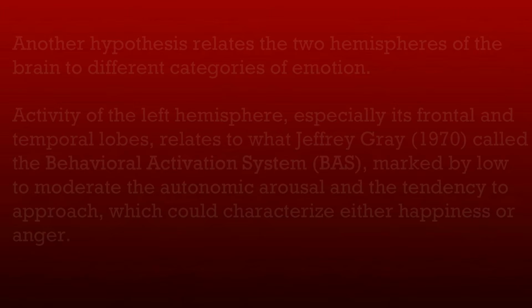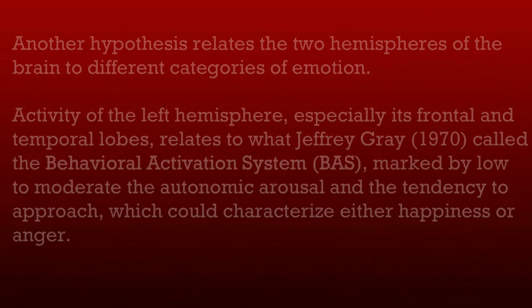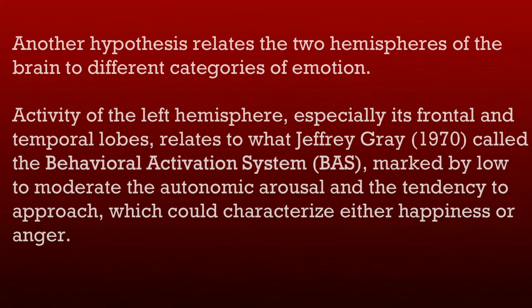Another hypothesis relates the two hemispheres of the brain to different categories of emotions. First, the activity of the left hemisphere, especially its frontal and temporal lobes, relates to what Jeffrey Gray called the Behavioral Activation System, or the BAS, marked by low to moderate autonomic arousal and the tendency to approach, which would characterize either happiness or anger.